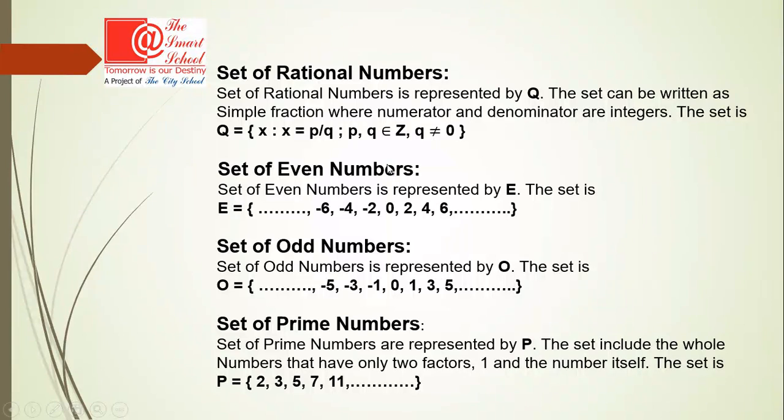Now, set of even numbers, set of odd numbers, these are very simple. Yes, exactly. All those numbers which are divisible by 2 are called even numbers, and which are not divisible by 2 are called odd numbers. Yes, exactly correct. And even numbers we represent by E, and odd numbers we represent by O. Now, set of prime numbers. Yes, set of prime numbers is represented by P, and the set includes the whole numbers that have only two factors, 1 and the number itself. The set is P equals, means prime numbers are equal to 2, 3, 5, 7, 11. And one interesting thing, that 2 is the only even number which is part of the set of prime numbers.